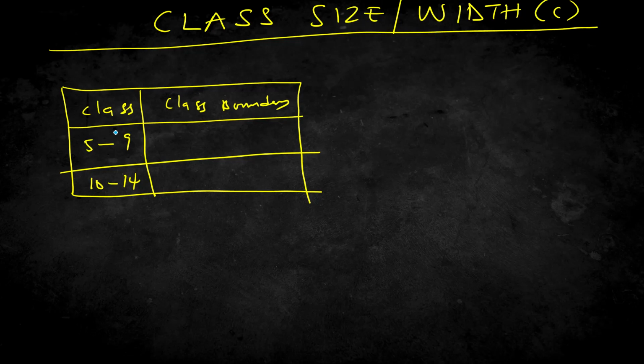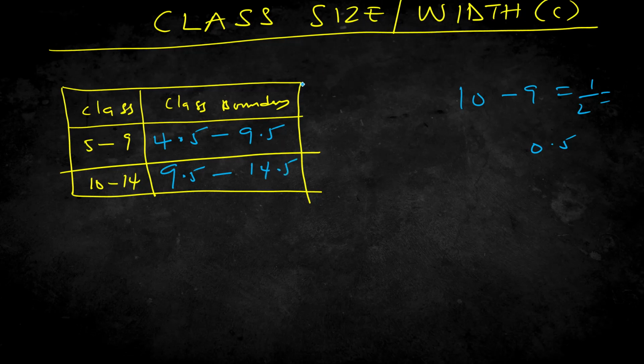So we have 10 minus 9 is 1, over 2 is 0.5. So we subtract 0.5 from the lower limits to get the class boundary. So we have 5, then we subtract 0.5, this side is 4.5, 9.5. Then we will add 0.5 to the upper limits, so 9.5, and this side is 14.5.